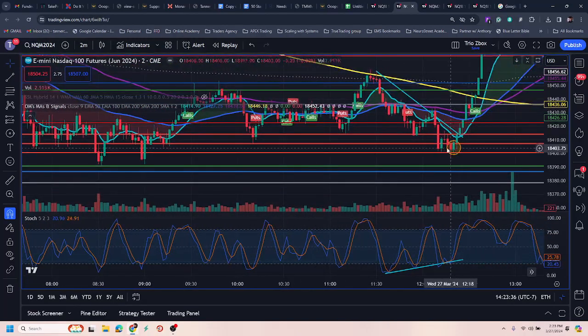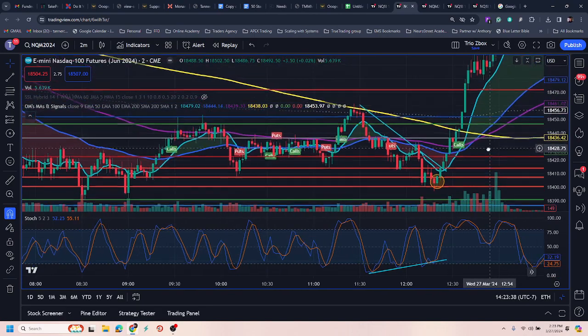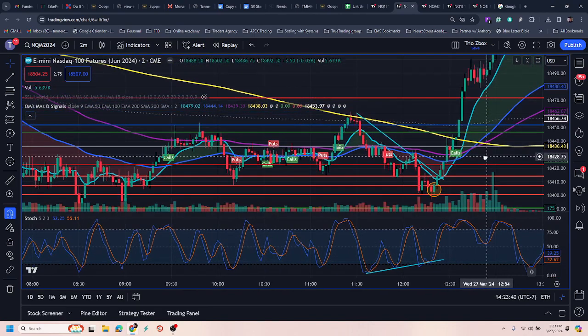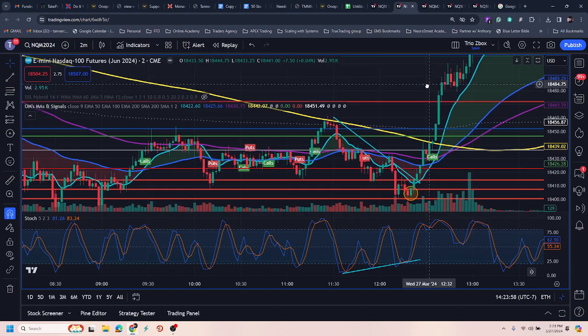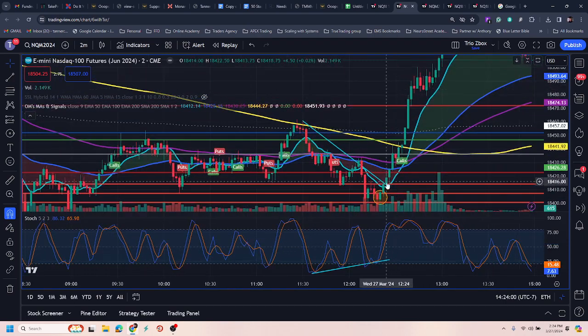So anyway, buy it right there, and look at this killer move that it did up to the upside. And this started at 12:20 pretty much. So you had a lot of the sellers trying to sell it to the downside, but the buyers were in control, so it wasn't going to get any lower than this, and the buyers just took off with it, and to the upside it went.